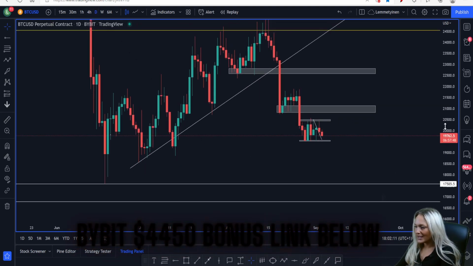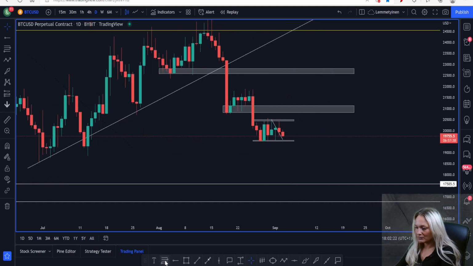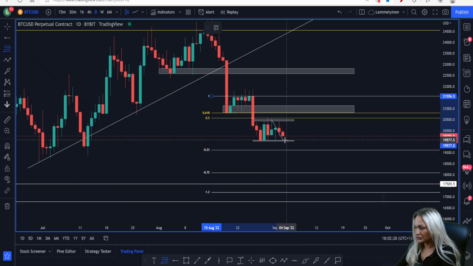We can see the market is in a sideways market right now. So in between the level $20,500 and $19,500, the market is in a sideways market. We can still use the Fibonacci again from 21,556 back down to the low at 19,507.